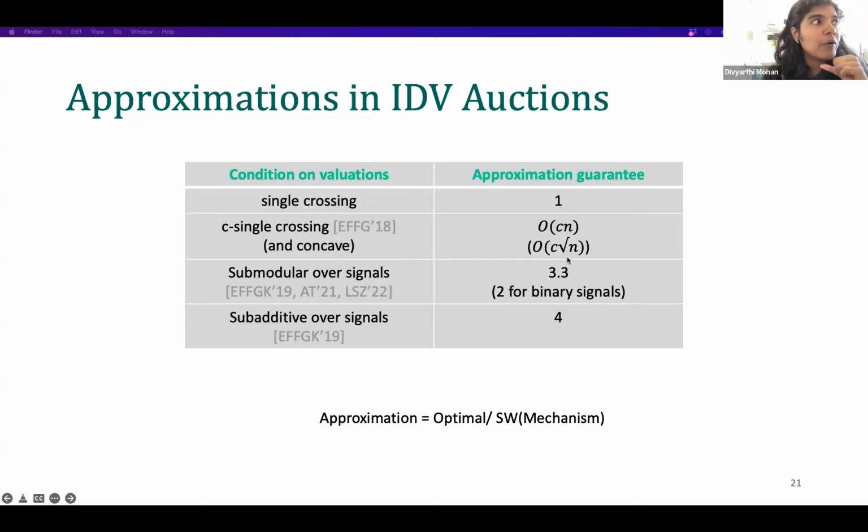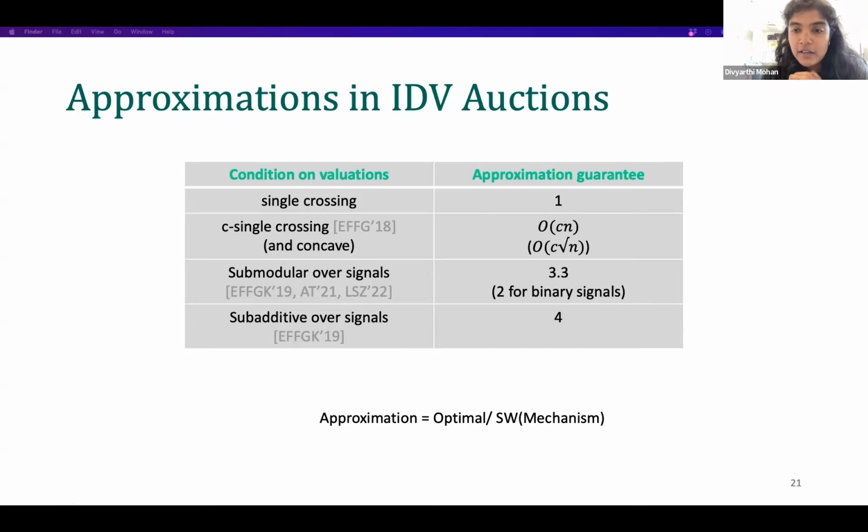But in this talk, I'm going to focus more on these other two classes of valuation functions, one being submodular over signals, and the other being subadditive over signals. Under submodular over signals, we know that we can get a constant approximation to the optimal welfare. In particular, the best known constant now is 3.31. And when you have subadditivity over signals, the best approximation we can guarantee is 4.